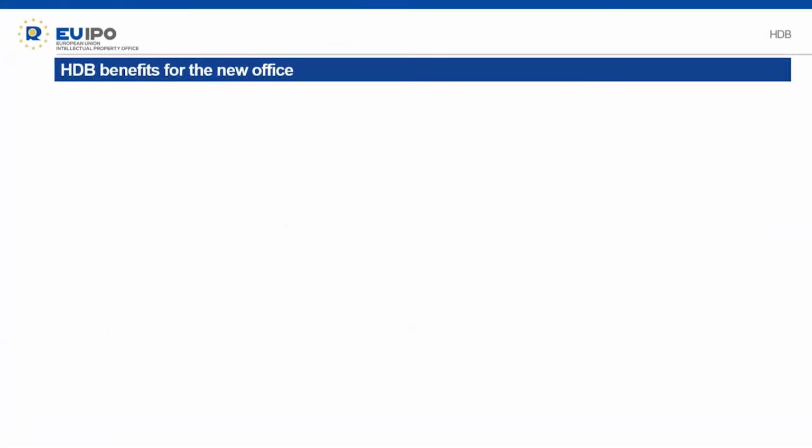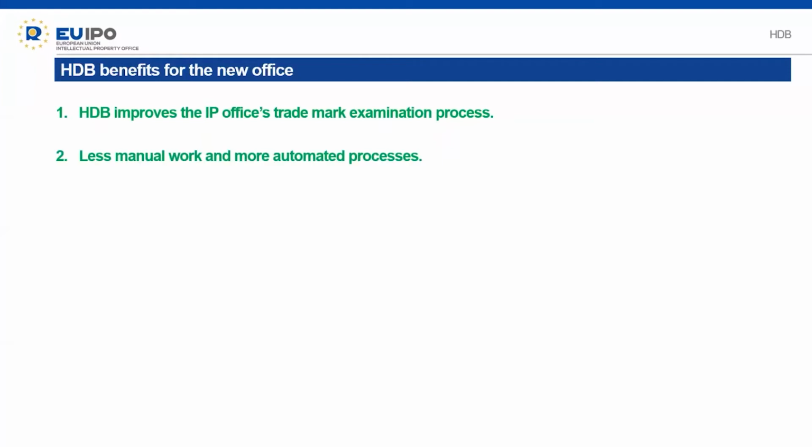On the other side, we have the benefits for the office. If an office is using HDB, it will improve the examination process of a trademark. It will mean less manual work, like examining the trademark for the classification and the validation of the goods and services, and will result in more automated processes.